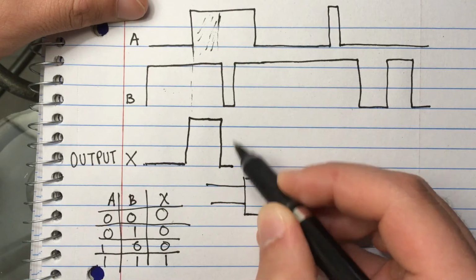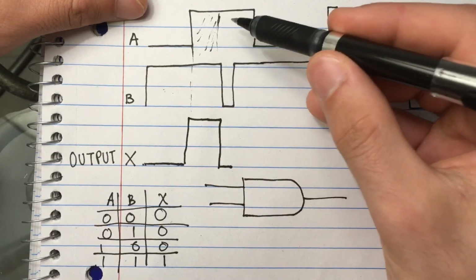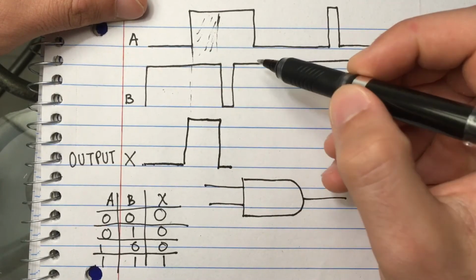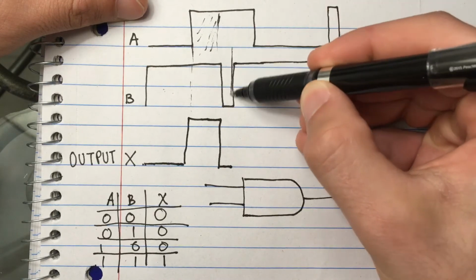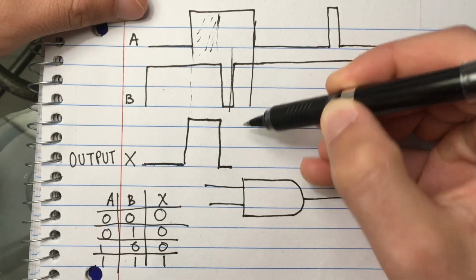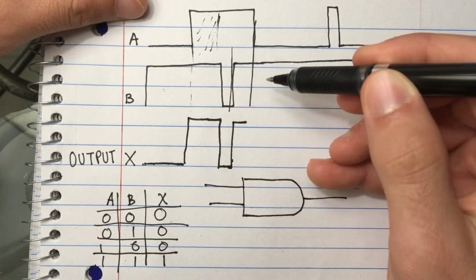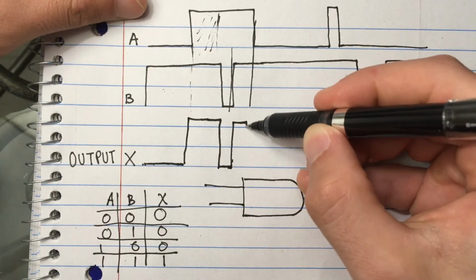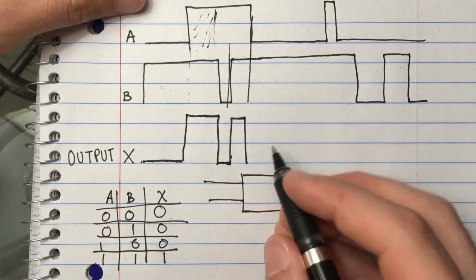And then back right here, we see B bumps up to 1, while A is still 1. That means both of them are 1 at the same time. So from this time to this time, we're going to have an output of 1. A drops down, but B is still on. So then our output is going to drop as well, because it needs both of them to be 1.